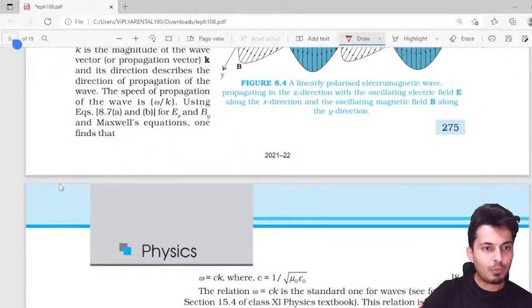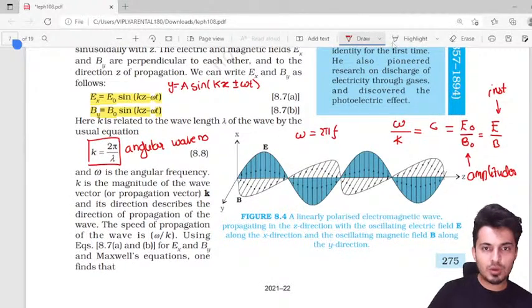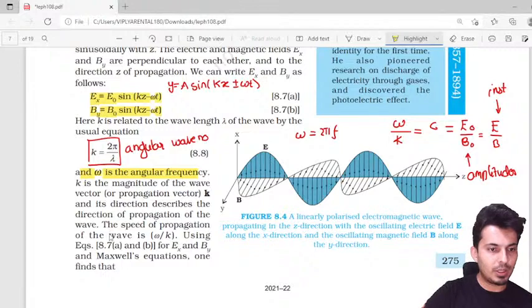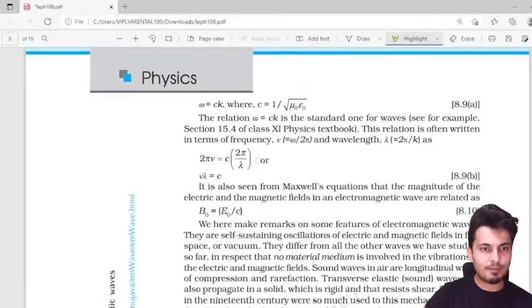Fair enough. Moving ahead. All these definitions are there right over here. The speed of the propagation of the wave is omega by k. Moving ahead, all these things are fine.